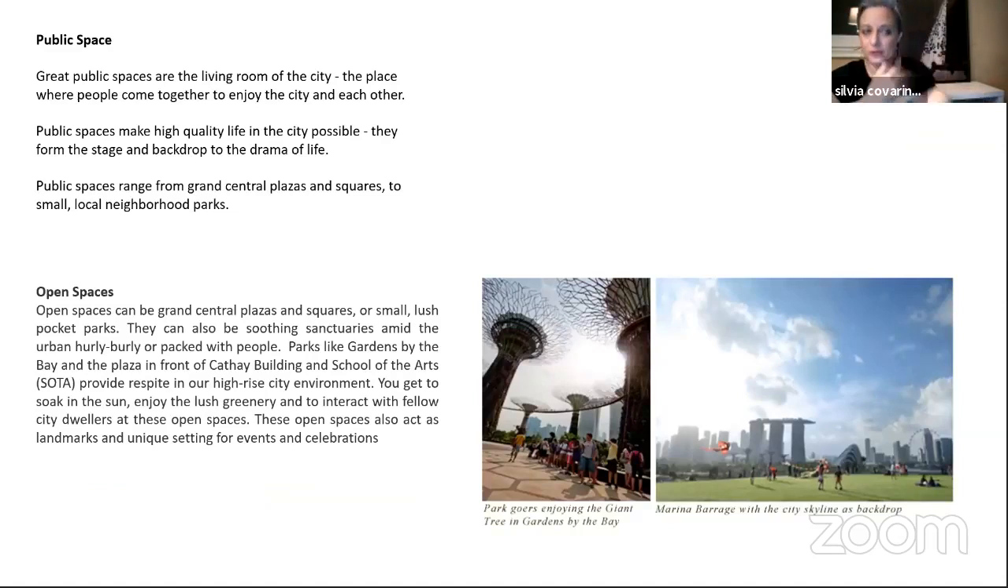Public space, back to another element of the city. Our grid public space, I have mentioned deeply in the previous lecture. Grid public spaces are the living room of the city, okay? And the place where people come together to enjoy the city, to enjoy each other. Usually we consider it open to everyone.